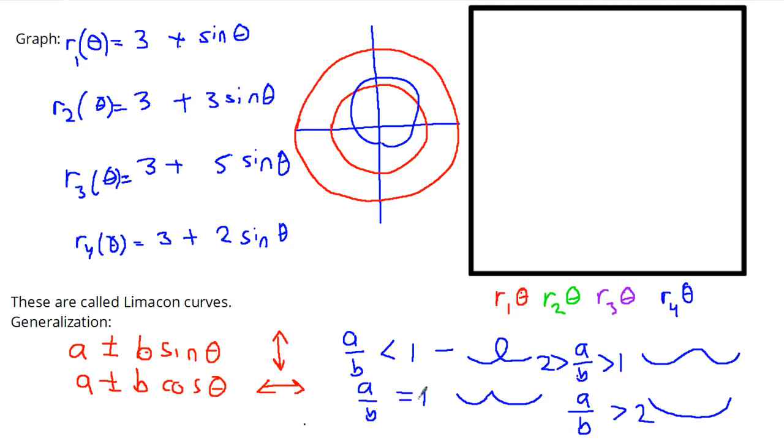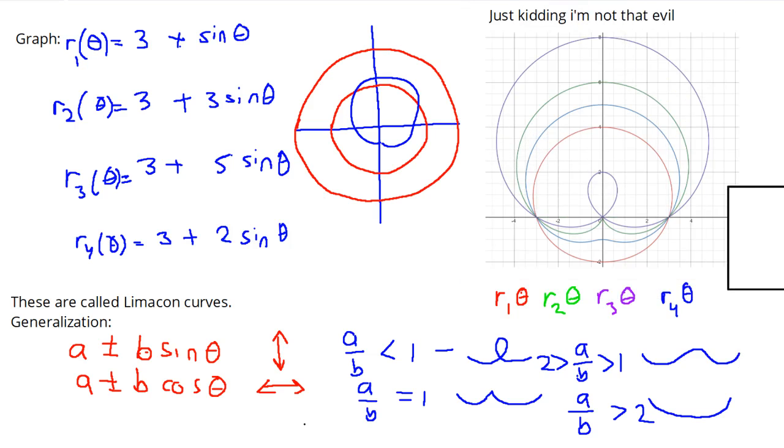If it's equal to 1, then you'll get a concave, undifferentiable loop. If it's between 1 and 2, you'll get a smooth bump, and if it's 2, it'll be convex. So it won't be concave. Actually, I'm just kidding. You don't actually have to graph it. Right here, those are all the graphs.